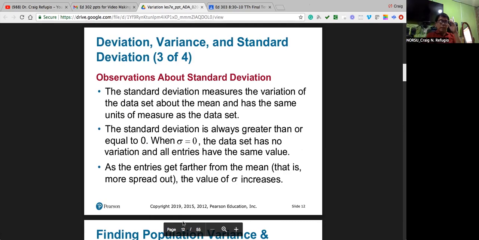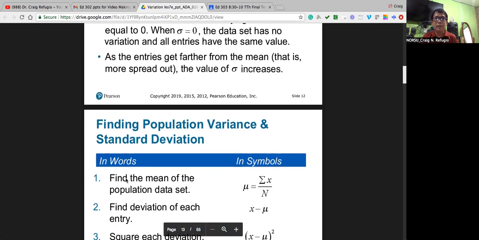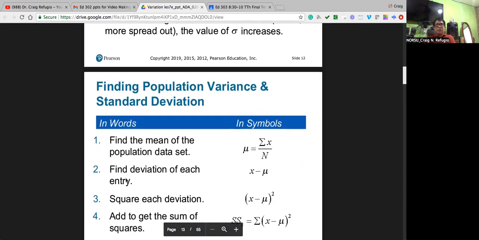Okay, so I assume that you have read the observations about standard deviation from bullet number 1, bullet number 2, and then bullet number 3. So take note of that. So we look at finding population variance and standard deviation. First, find the mean of the population data set.